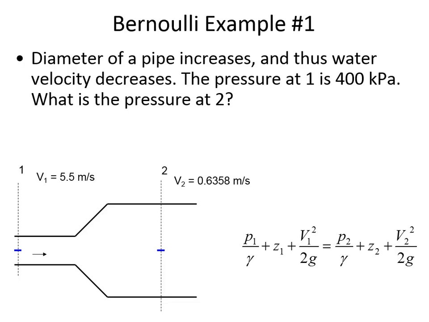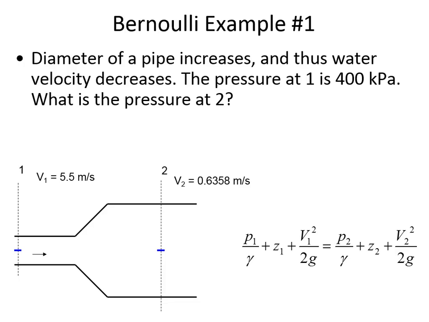So we can solve P2. P2 is 42.296 meters times 9810 newtons per meter cubed. So that gives us that the pressure at 2 is 414,923 newtons per meter cubed. I'm sorry, newtons per meter squared. So it's about 415 kPa.